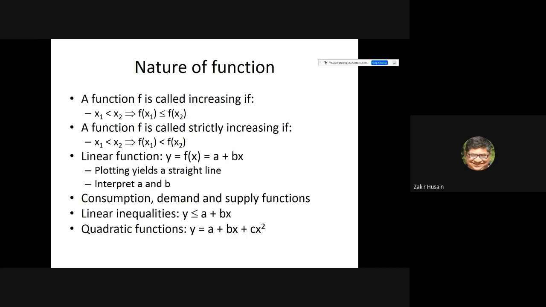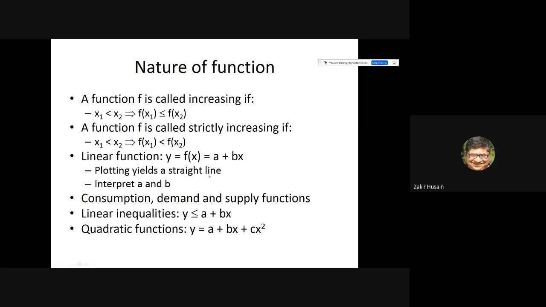Now, the function f is called increasing if it satisfies the following properties. If we take two values, two x's, x1 and x2, x2 is greater, then the corresponding y's, y1 and y2, y2 will be greater than or equal to y1. It will be strictly increasing if y2 is strictly greater than y1.